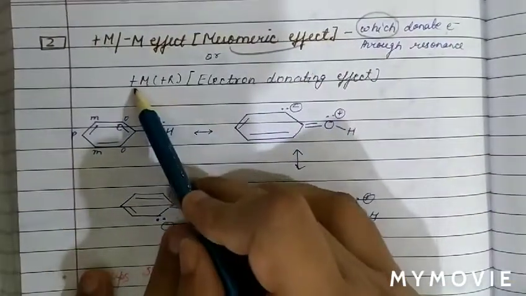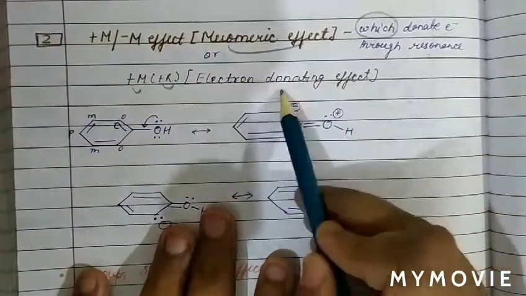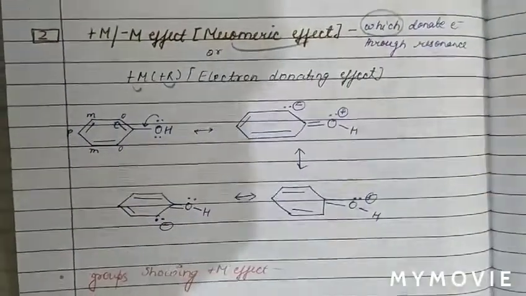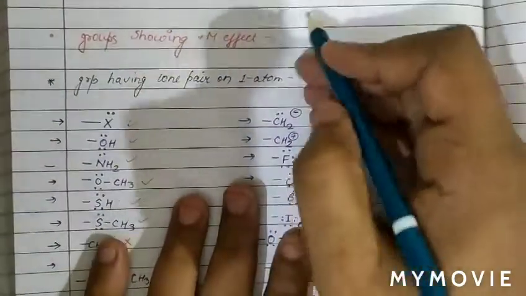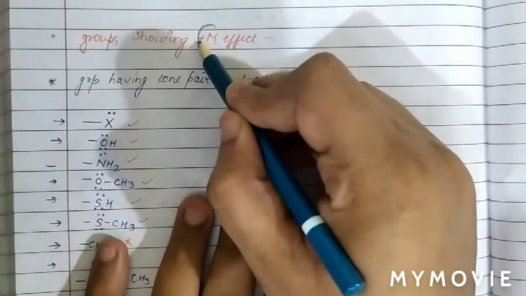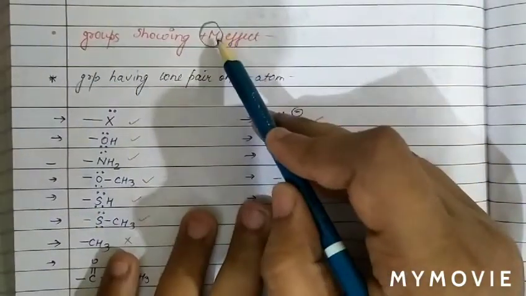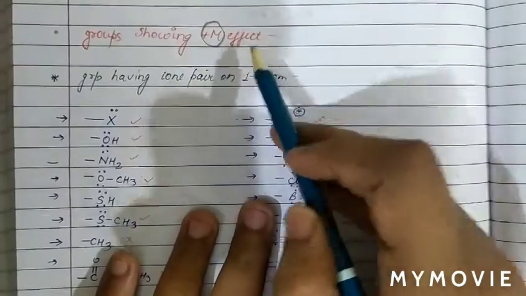For example, if plus M or plus R, then we call it an electron donating effect. Now see the examples of electron donating effects, which is plus M. When an electron pair is donated to the benzene ring, we call it the plus M effect.